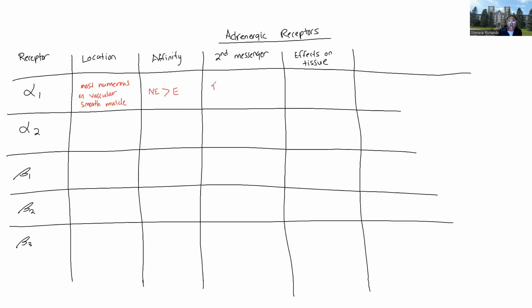It is going to increase its second messenger, and its second messengers are IP3 and DAG. It is also considered stimulatory to its G protein. So I'm going to put Gs here, as in it is going to stimulate its coupled G protein. All right. Its effect on the tissue is that it is excitatory.